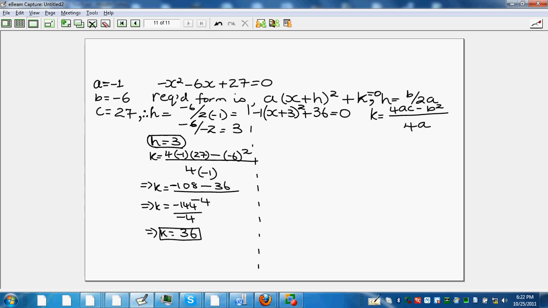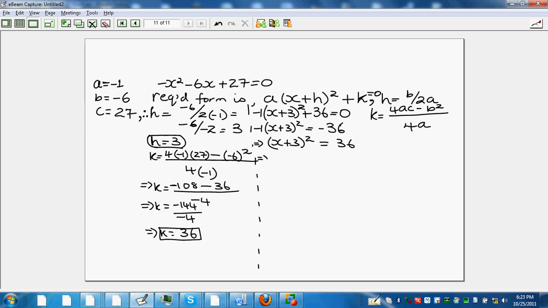Now, from here, we could write that minus 1 into (x plus 3) squared is equal to minus 36. What I did was minus 36 on both sides of the equation. So what happens now? If we divide both sides of the equation by minus 1, to remove this minus 1 times the (x plus 3) squared, we'll get (x plus 3) squared is equal to 36, because I'm dividing this by minus 1 as well.